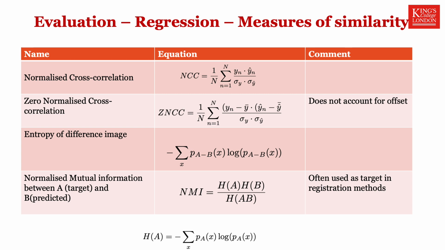You have the normalized mutual information between a target A and a prediction B. Basically, it's the ratio between the product of the entropy in each image divided by the joint entropy. And it's one of the metrics that is often used to understand better or to improve registration methods.